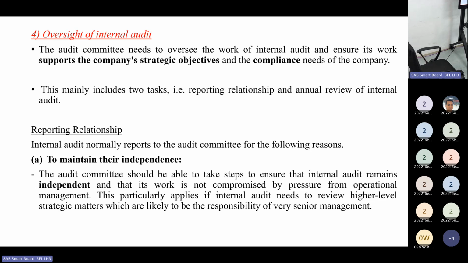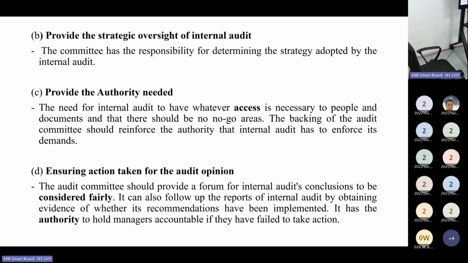So their independence can be maintained, right? How they are working, their independence can be maintained. This particularly applies if internal audit needs to review higher level strategic matters which are likely to be the responsibility of very senior management. So if they need to look at whether senior managers have followed the controls that are there, that can easily be done because they are reporting to the audit committee, not to anybody else, right? So that is the first reason why this reporting relationship is needed.